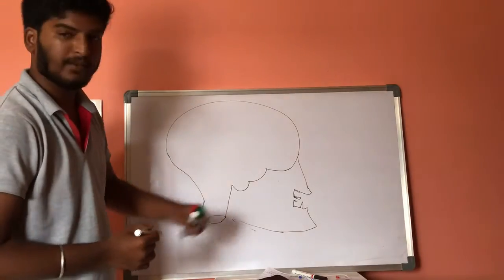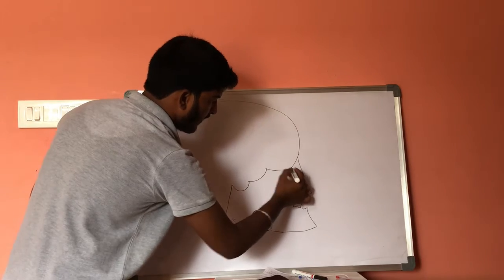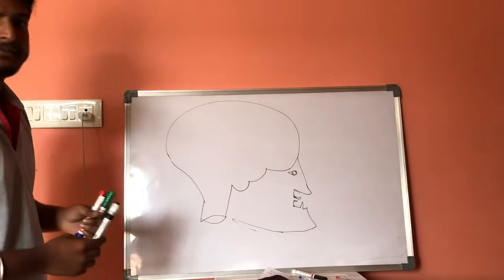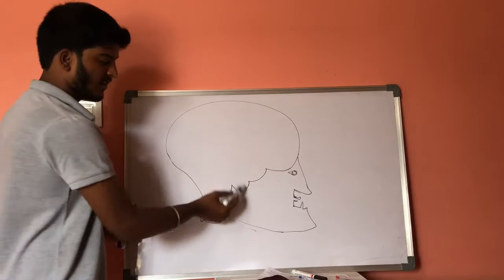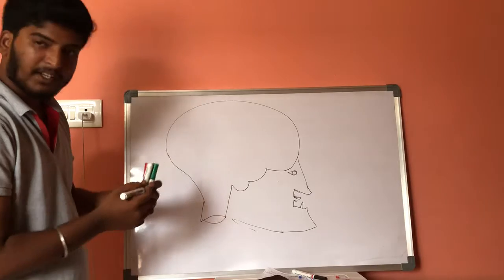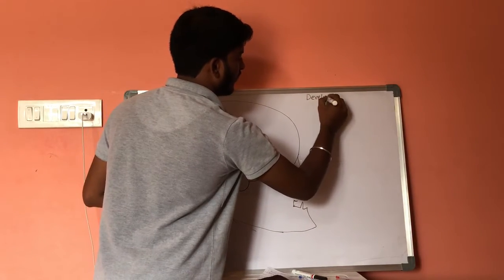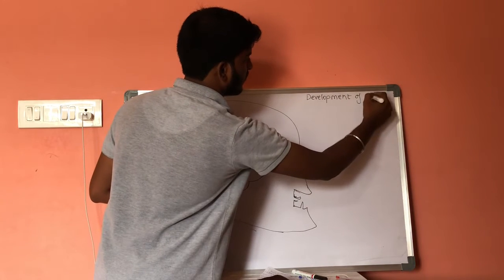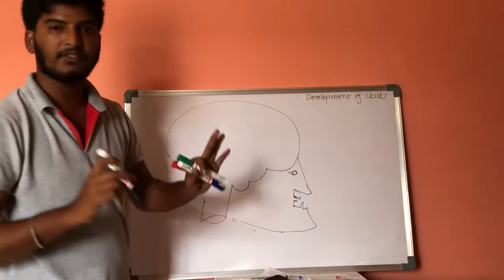Now let us consider this is a skull of a human being, and here it consists of eyes, and this is a special structure that is called the sella turcica. Now our topic is development of the skull.